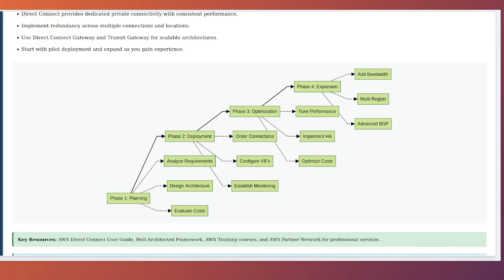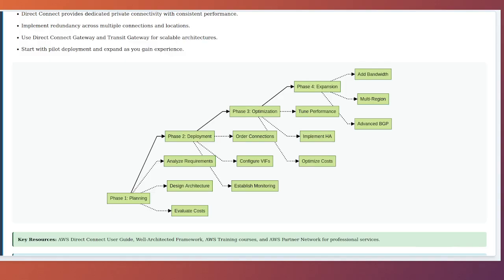Phase 3 is optimization, where you tune performance parameters, implement redundancy and high availability, and establish operational procedures. Phase 4 is expansion, where you add connections for additional bandwidth, integrate with Transit Gateway for multi-VPC support, extend to multiple regions via Direct Connect Gateway, and implement advanced BGP policies.